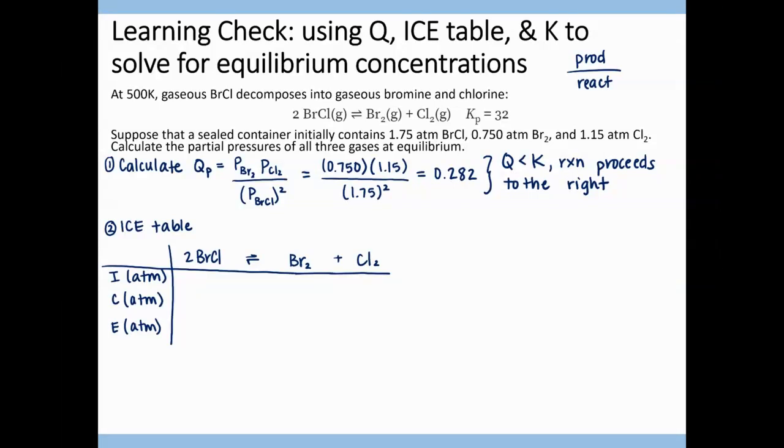Now we're given partial pressures of the reactant and both products. All of that information goes in the initial row. So the initial, meaning when we measure the partial pressures, the pressure of BrCl is 1.75 atm. Br2, 0.75. And Cl2, 1.15. All of that goes in the initial. That's not at equilibrium. We need to calculate equilibrium, and then we'll think about how to set up that change row now.